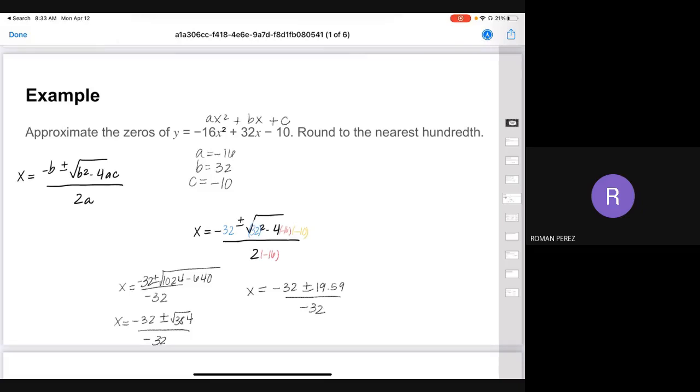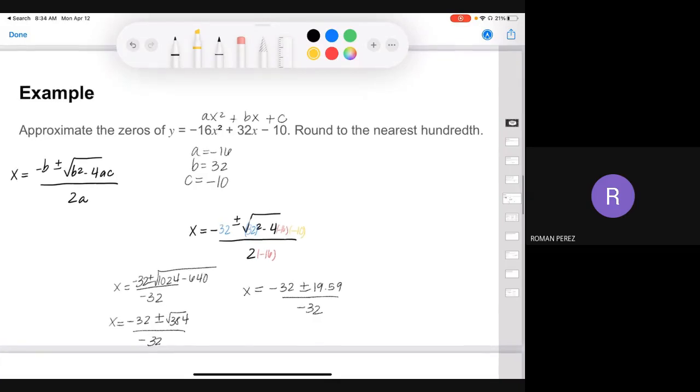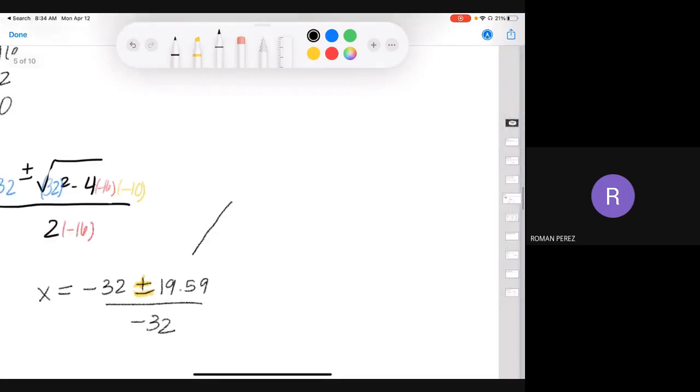And then this actually gives you two equations. This is the unique thing about the quadratic formula, that it gives you the two solutions because it gives you two equations, right? In one equation, you want to add negative 32 plus 19.59. And in the second equation, you want to subtract negative 32 minus 19.59. By doing that, you'll get two equations, and I'll go ahead and write them here so we can see them a little better.